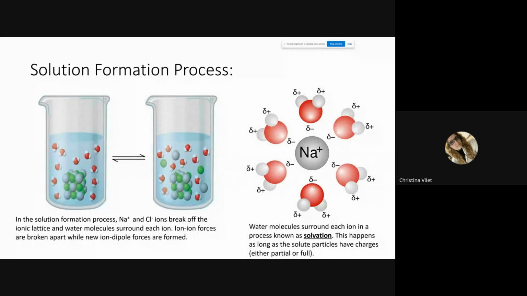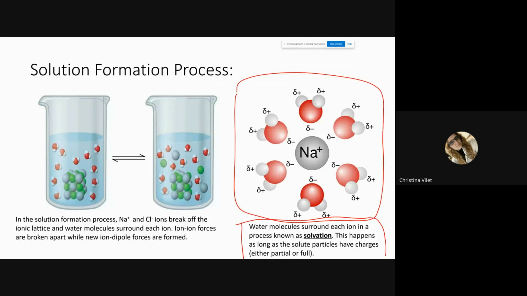Okay, so here we go. This is the solution formation process. And you should write down at minimum this, and that looks like a lot. But you should have the diagram in your notes somewhere. Because this is the idea of what goes on in the process of a solution, and this is an example of salt. Salt, when it enters water, starts with ion-ion bonding. And these ion-ion forces are broken apart in water.